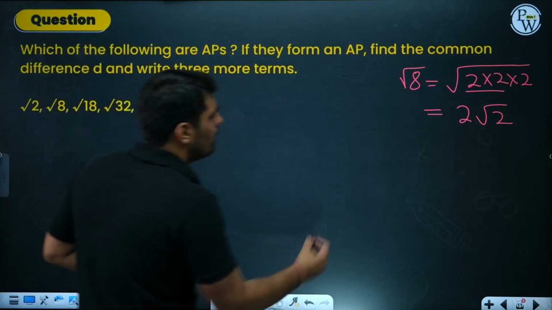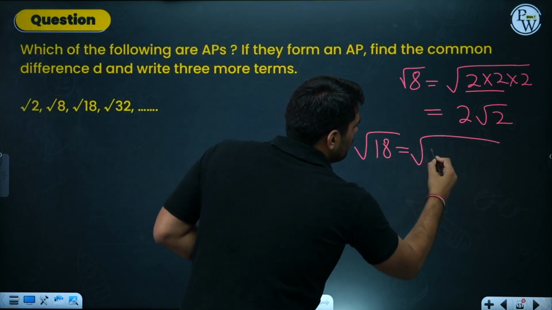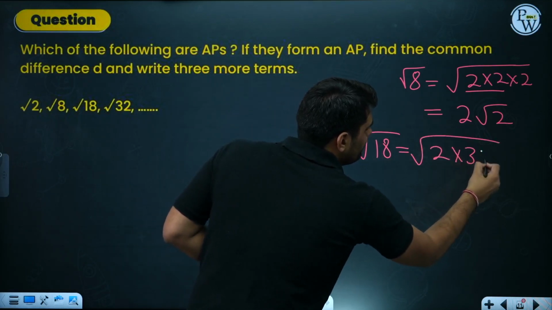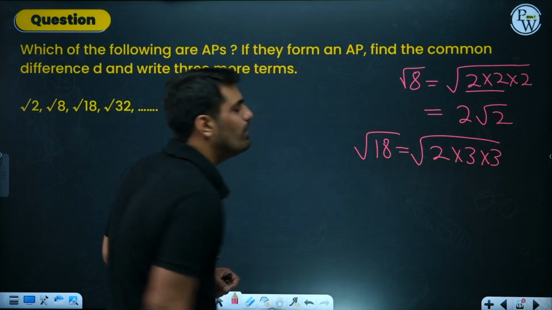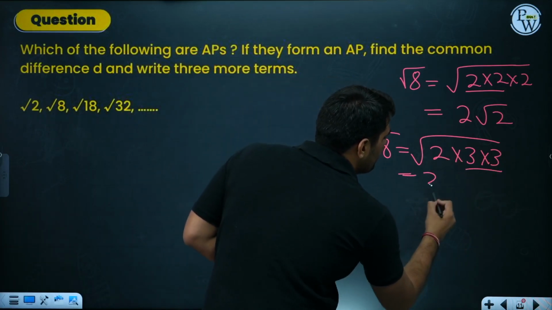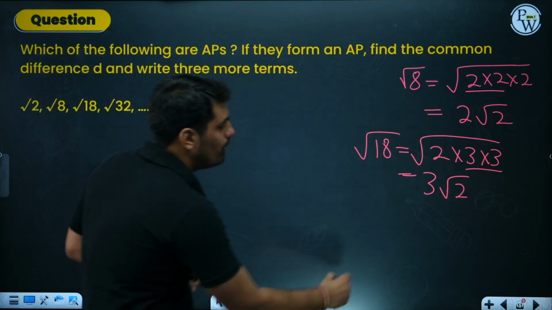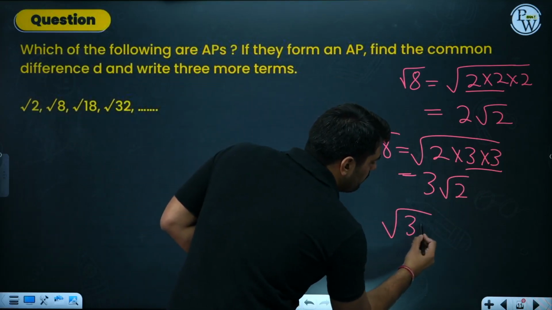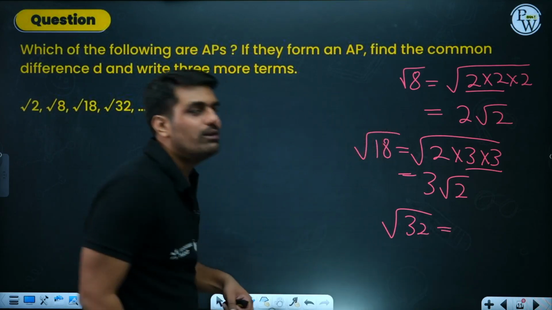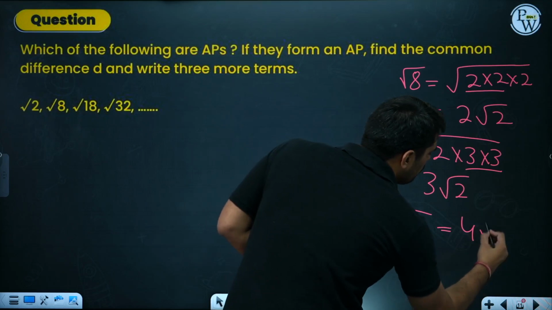Root 18, what will happen for root 18? Root 18 is basically 2 into 3 into 3 because 3 into 3 is 9, and 9 into 2 is 18. Now taking 3 out of it, we get 3 root 2. Next, root 32, I'll not do the calculation over here. I'll leave it up to you. The final thing coming up would be 4 root 2.